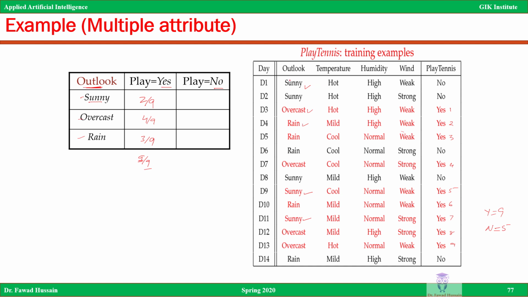Again, how many sunny do we have? 1, 2, 3. So this is going to be 3 by 5. And then how many overcast do we have? It is none, so we have 0 by 5. And just 2 for rain, so we have 2 by 5. Again, 3 plus 0 plus 2 by 5 is 5 by 5, so this is correct. In a similar manner, we can fill such a table for temperature, humidity and wind.